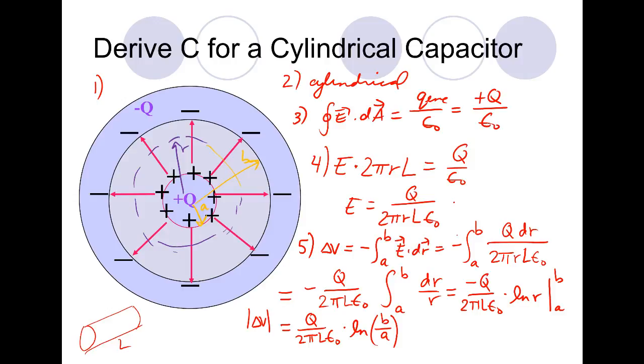Finally, to find the capacitance, capacitance is Q over delta V. So that means that the capacitance, the Q's are going to cancel out and everything else is going to flip. So we're going to get 2 pi epsilon naught L over the natural log of B over A.